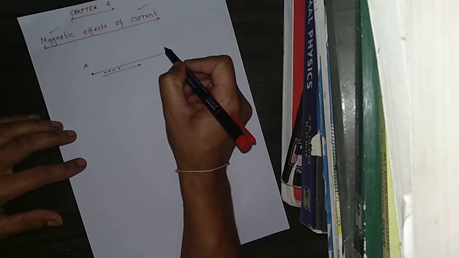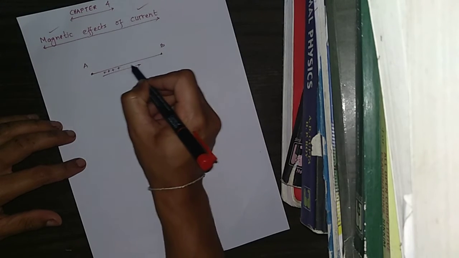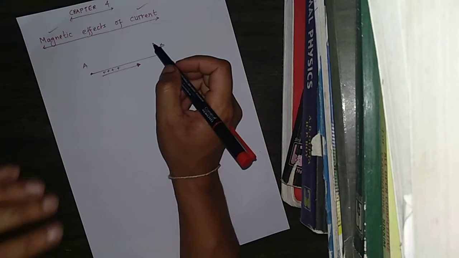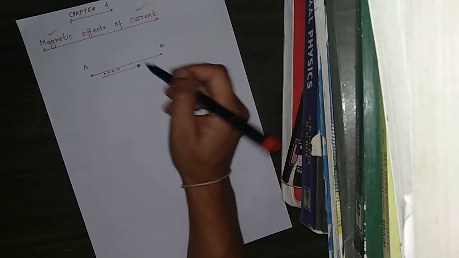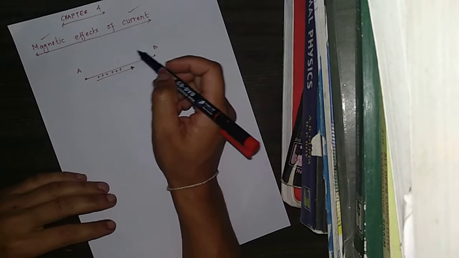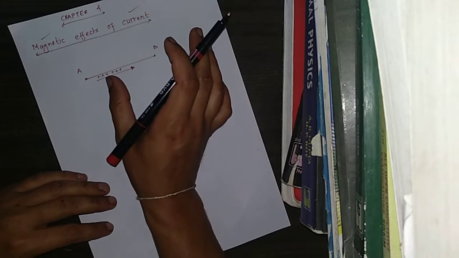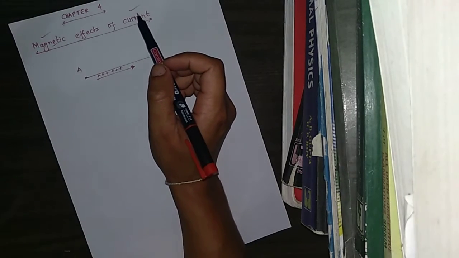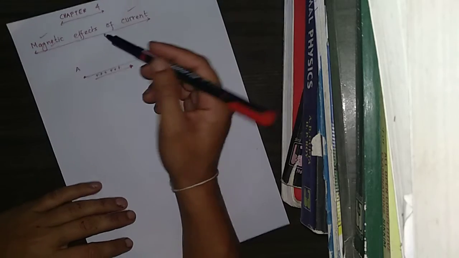Current is basically the flow of charges in a conductor. If a charge is flowing from one end to the other end of a conductor, that produces a current. So how this current is related to the magnetic property is what we are going to discuss in this particular chapter.